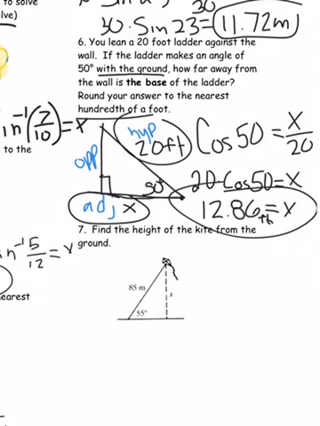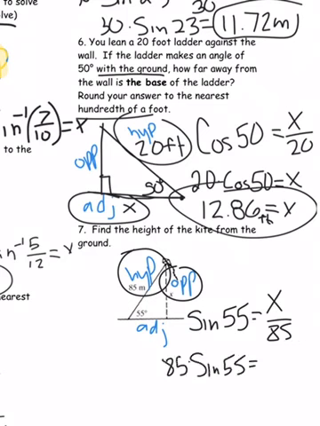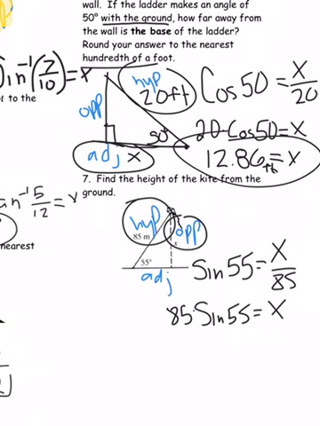Find the height of the kite. Pretty straightforward here again. Opposite, hypotenuse, adjacent. Opposite, hypotenuse. Sine of 55 equals opposite over hypotenuse. 85 times sine 55 equals x, and that's going to give you 69.63.